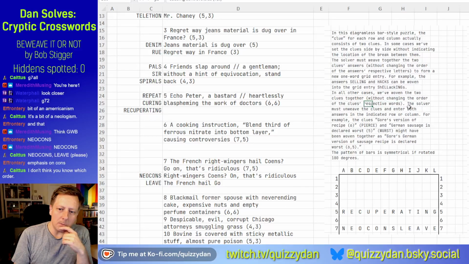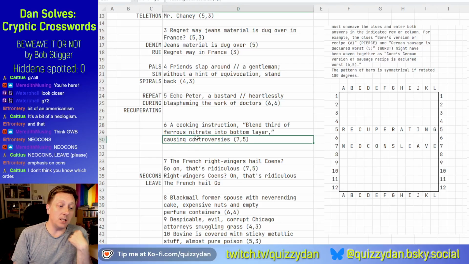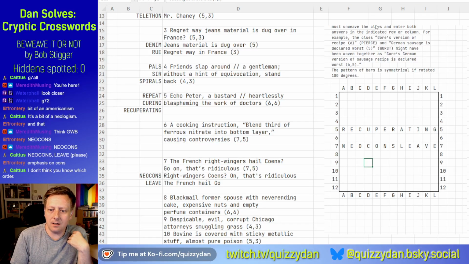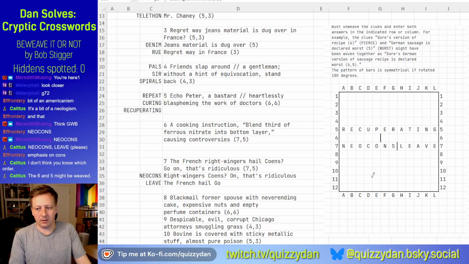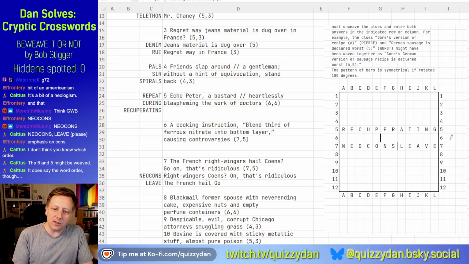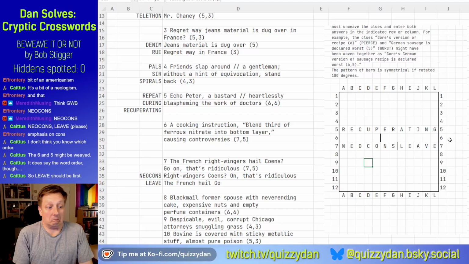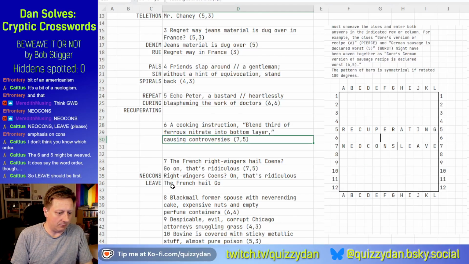Without changing the order of the clues' respective words, the solver must unweave the clues and enter both answers in the indicated row or column. It's because it says 6 and 5 here and 6, 5, so I assumed... but it is German. So, yeah, okay, well, yes, it must be an unknown order then. Fine, we've learned that. Because I'm going to put the bars in, so let me just do that. Because we can put a bar in here, and then we have a bar in here as a result. But if it's weaved, like recuperating, then we wouldn't put a bar in, I don't think. We'll find out.